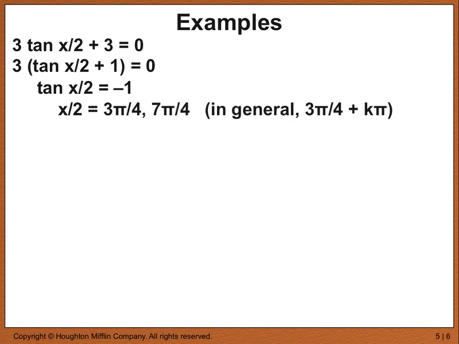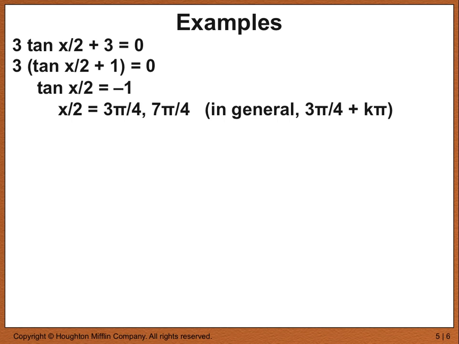And now what we can see is that x over 2, since we're just treating x over 2 as a unit, has tangent -1 at 3 pi over 4 and 7 pi over 4. And you can read that straight off the unit circle. The tangent is -1 at the angle 3 pi over 4 and at the angle 7 pi over 4, because the y-coordinate over the x-coordinate gives us -1.